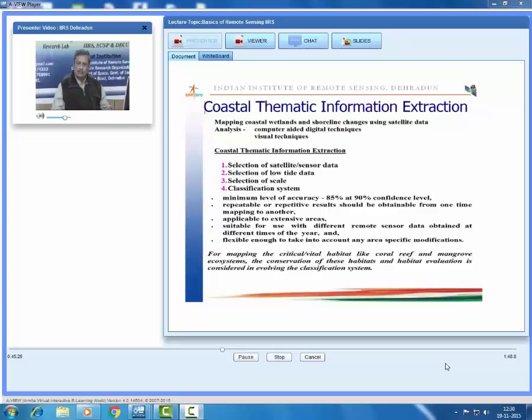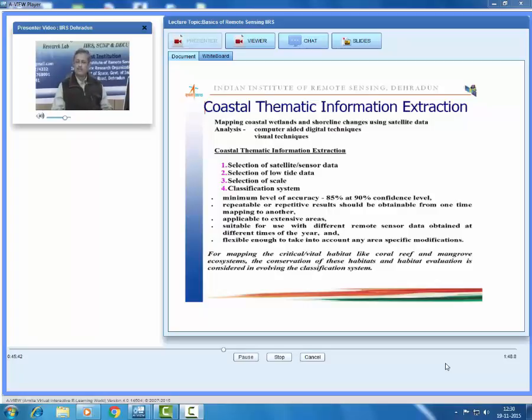Before starting the project, you should understand what scale you will produce your final map. Because depending on your scale, you have to choose what kind of satellite or sensor data will be required, and what will be the spatial resolution of your data. So if you are not sure about your scale, then selection of your satellite sensor will be a problem.